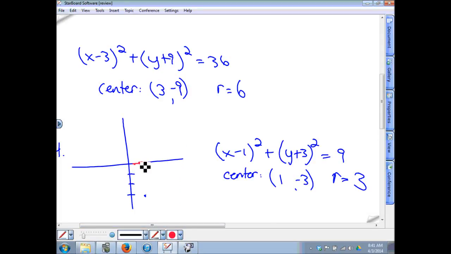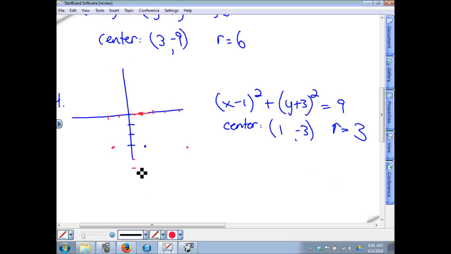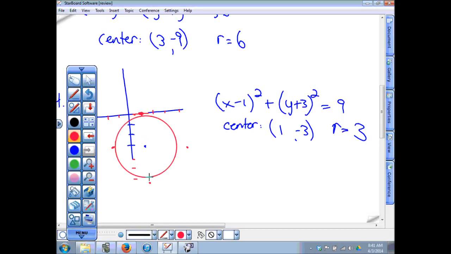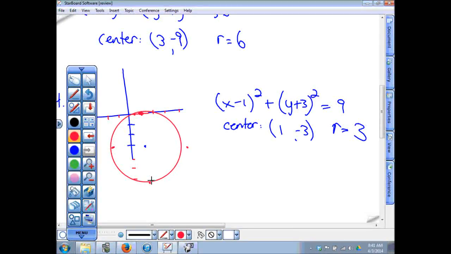So there's 3 in that direction. 3 in that direction. 3 there. And 3 there. So you draw now the perfect circle. Ooh, ooh. Yeah, close enough.